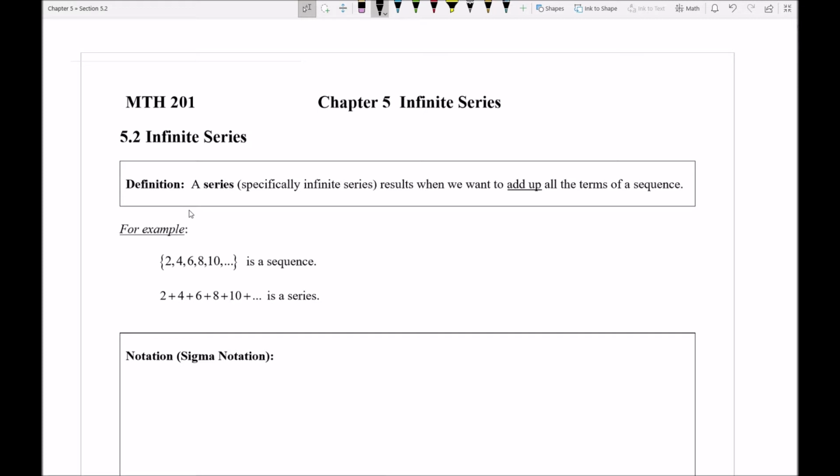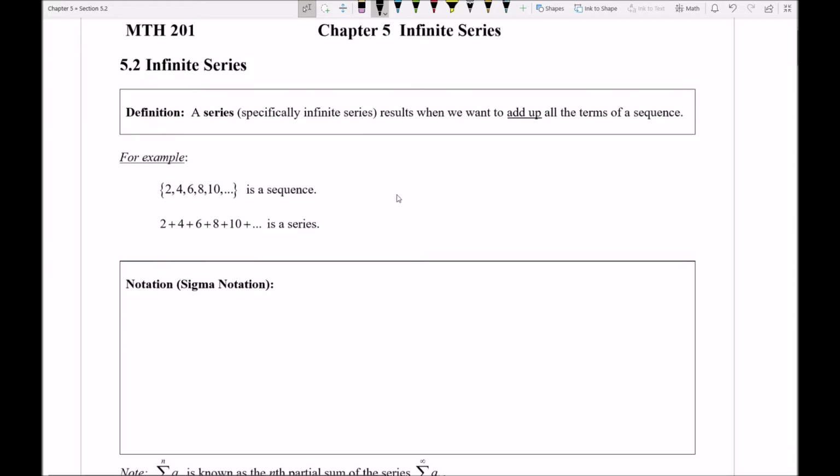A series, specifically an infinite series, results when we want to add up all of the terms of a sequence. So as I state down here, if I have a sequence that goes 2, 4, 6, 8, 10, then that is again just a list of numbers, a sequence. But a series results again when I take those exact same values out of that list and I just start summing them all together.